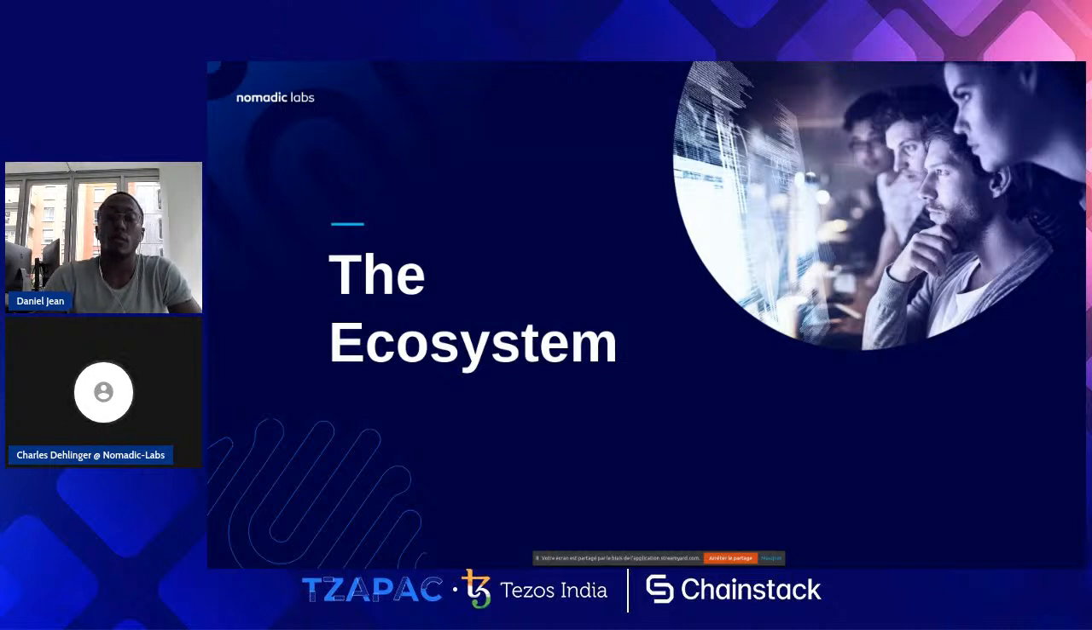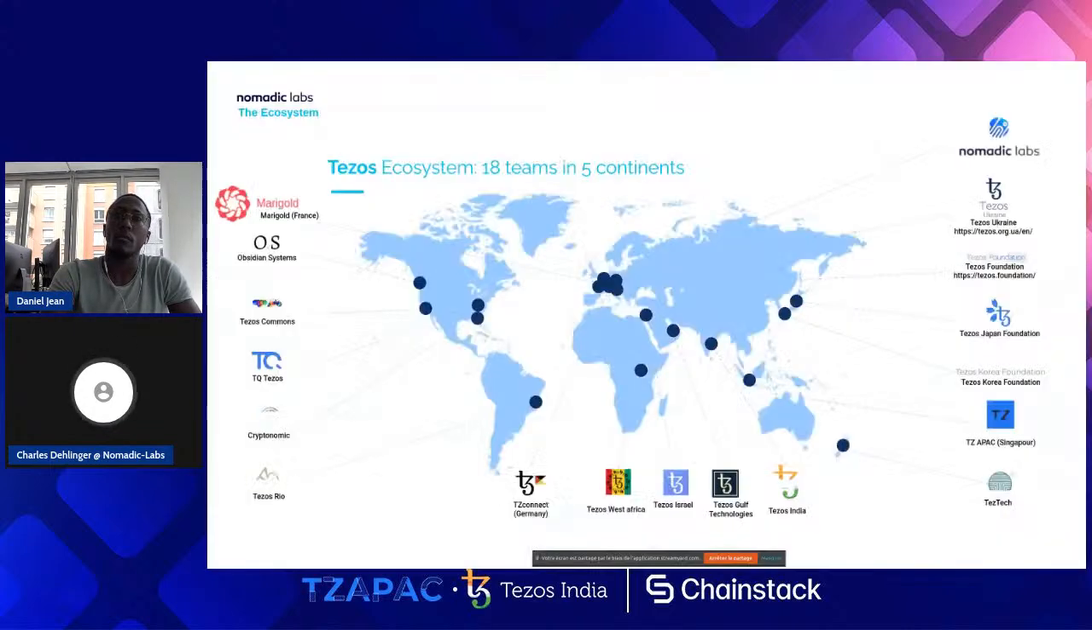Now, the strong decentralization of Tezos gives it a large community spread out in a large ecosystem. Many actors are involved in its development and longevity. In this slide, you can see 18 of the teams working on Tezos distributed across 5 continents.